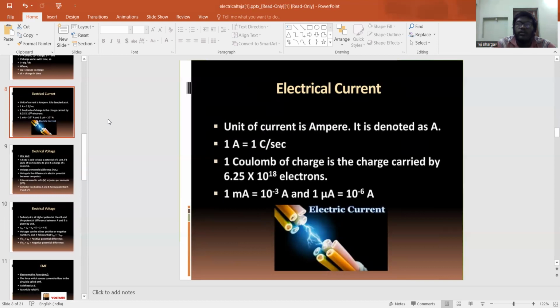Electrical current. The unit of current is ampere. It is denoted as A. 1 ampere is equal to 1 coulomb per second. 1 coulomb of charge is the charge carried by 6.25 into 10 power 18 electrons. 1 mA is equal to 10 power minus 3 ampere, and 1 microampere is equal to 10 power minus 6 ampere. There we see the electrical current.